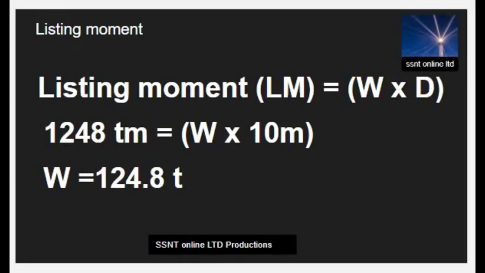To bring the vessel to upright, the listing moment caused on the port side must be the same as on the starboard side. So we have to transfer 124.8 tons of sea water to the starboard side of the double bottom tank to upright the vessel.